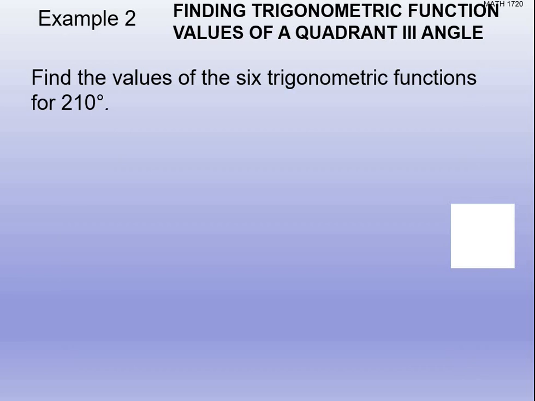So let's find the values of 6 trig functions for 210 degrees. What I want you to do is pause the video, draw an x and a y axis, draw 210 degrees, and find the reference angle on your own. You should know based on 210 degrees what quadrant we're landing in. We're landing in the third quadrant.